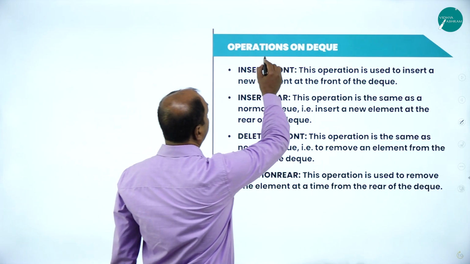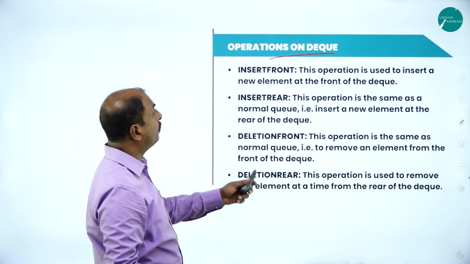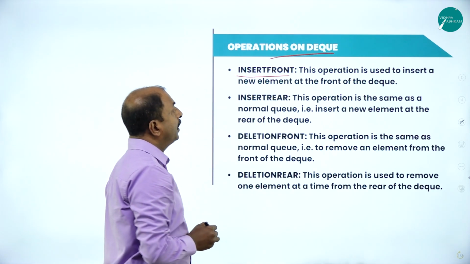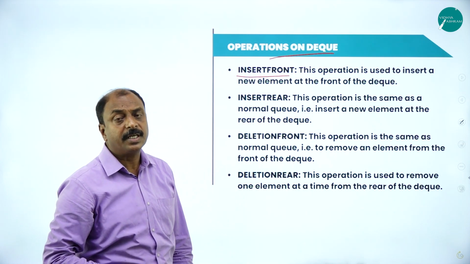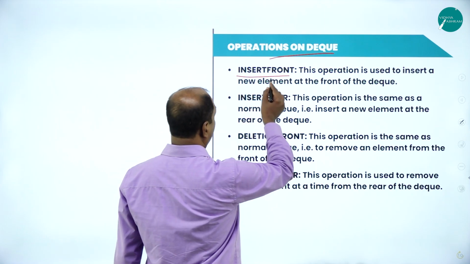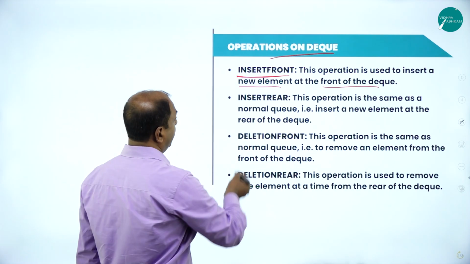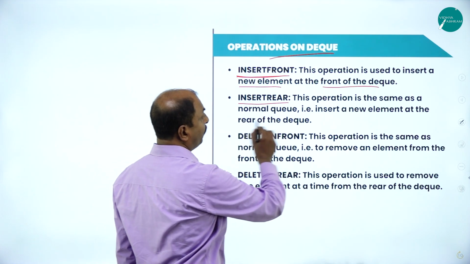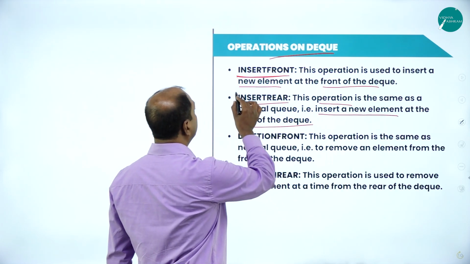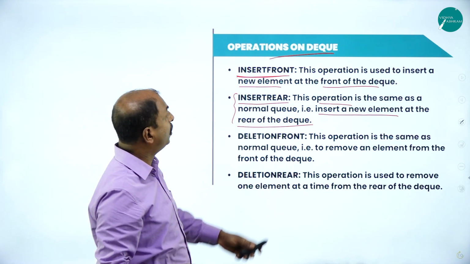Now let us see what the operations on DQ are. In the previous slides, we learned different operations on queue. Now let us see what different operations can be performed on the DQ data structure. The first one is insertion at the front. As we know from the definition, it is possible to insert at both ends, the front end as well as the rear end. Insert front is an operation used to insert a new element at the front of the DQ. Next is insert rear, an operation where we insert a new element at the rear of the DQ. This is the normal function you have seen in the queue data structure. The insert front is an additional feature of DQ.